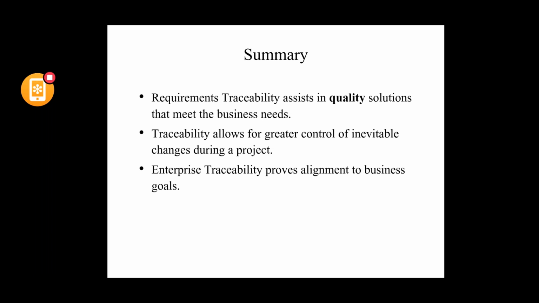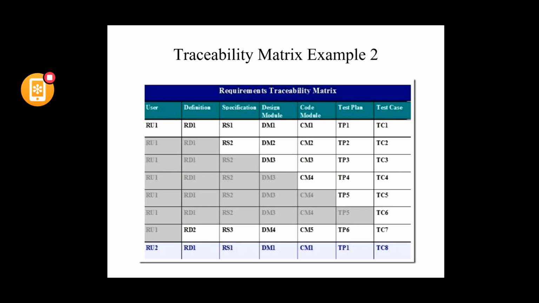Enterprise traceability proves alignment with the business goals. What does that mean? Every organization has its own objectives and goals, so the projects in the organization should be in line with whatever goals the organization has. So the traceability is there everywhere, but with regards to requirement traceability, this is how we create the matrix, something like this, and maintain it. Is that clear?